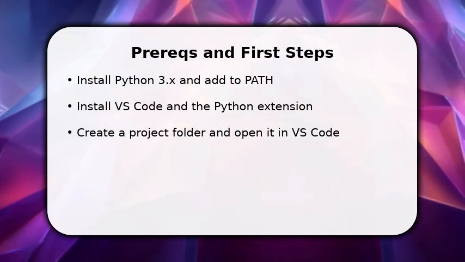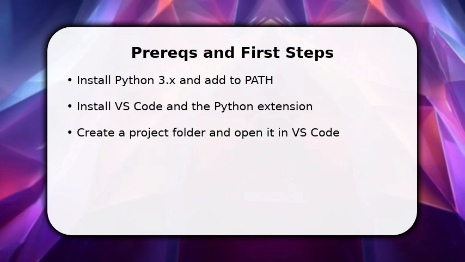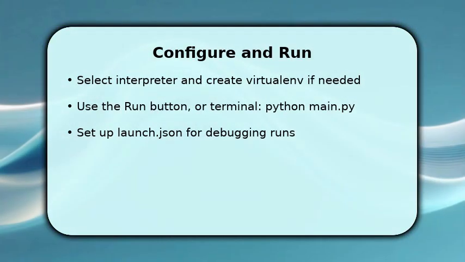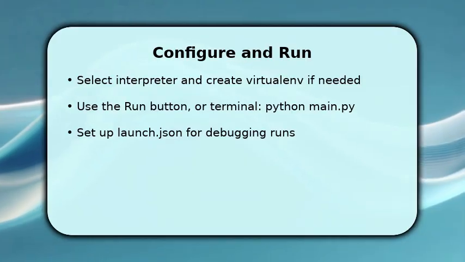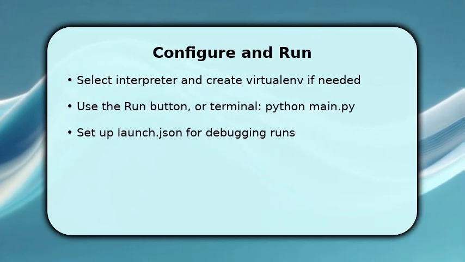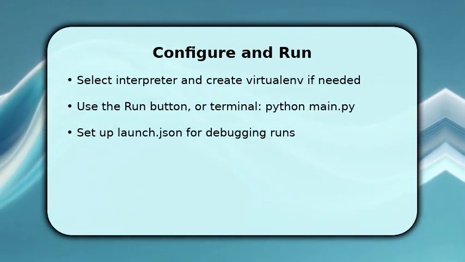Then select the interpreter from the status bar. This links VS Code to the exact Python you will run. Once the interpreter is set, you can configure an isolated environment, create a virtualenv, and install dependencies. You do this to avoid version conflicts.